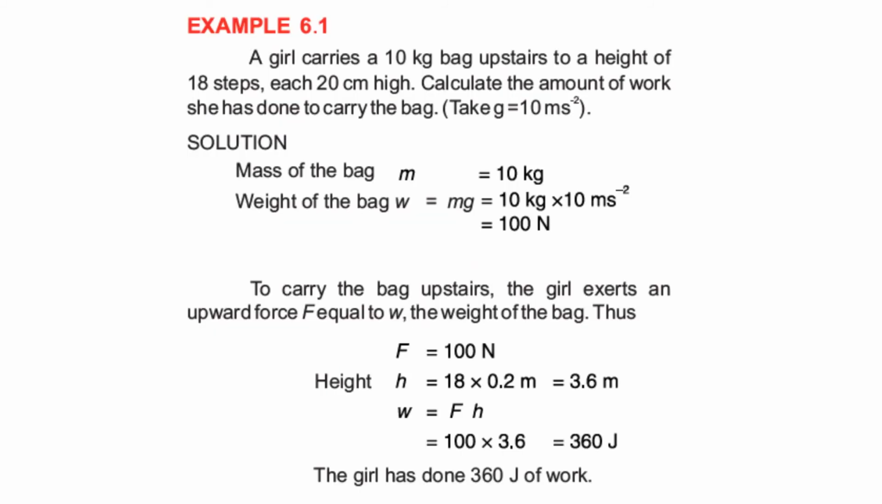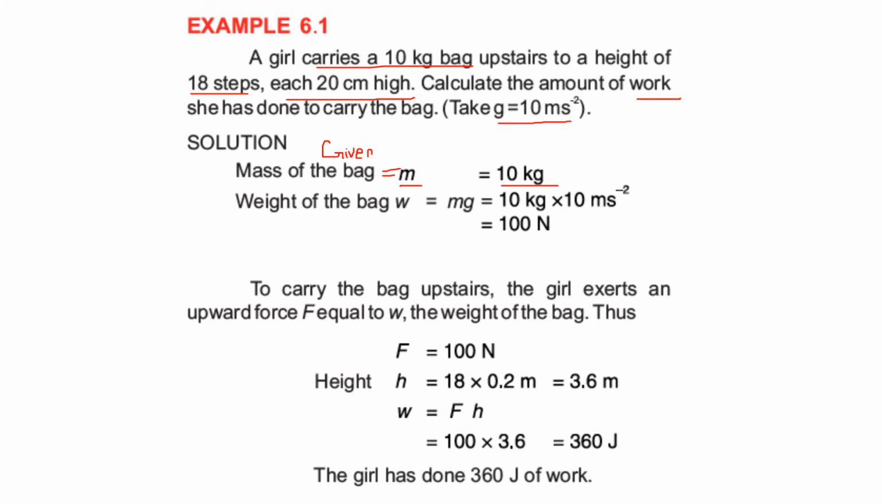Example 6.1. A girl carries a 10 kg bag upstairs to a height of 18 steps, each 20 centimeter high. Calculate the amount of work she has done to carry the bag. Take g is equal to 10 meter per second square. So first of all, we have to write the given data. From the example, we can see that the mass of the bag is given to us, which is small m, and that is 10 kg.